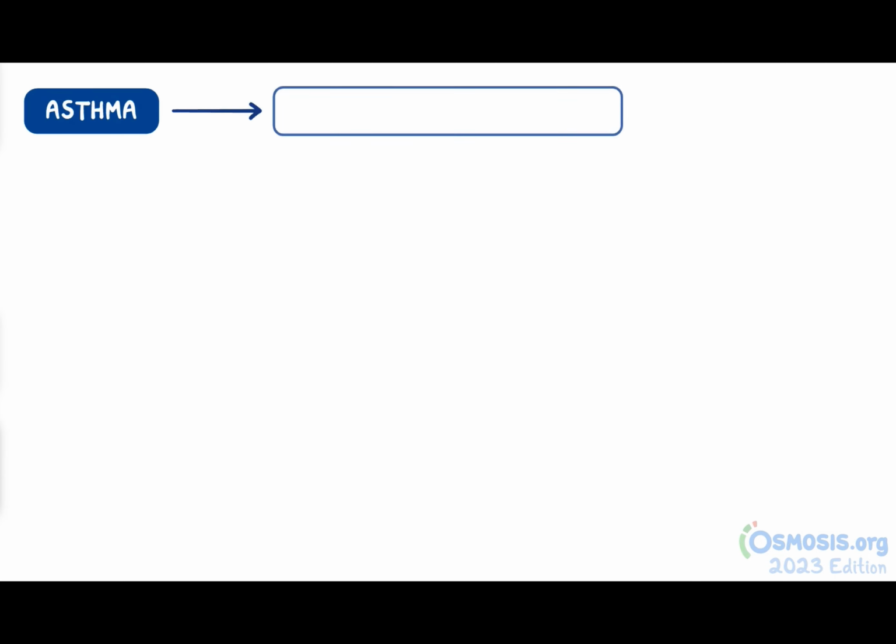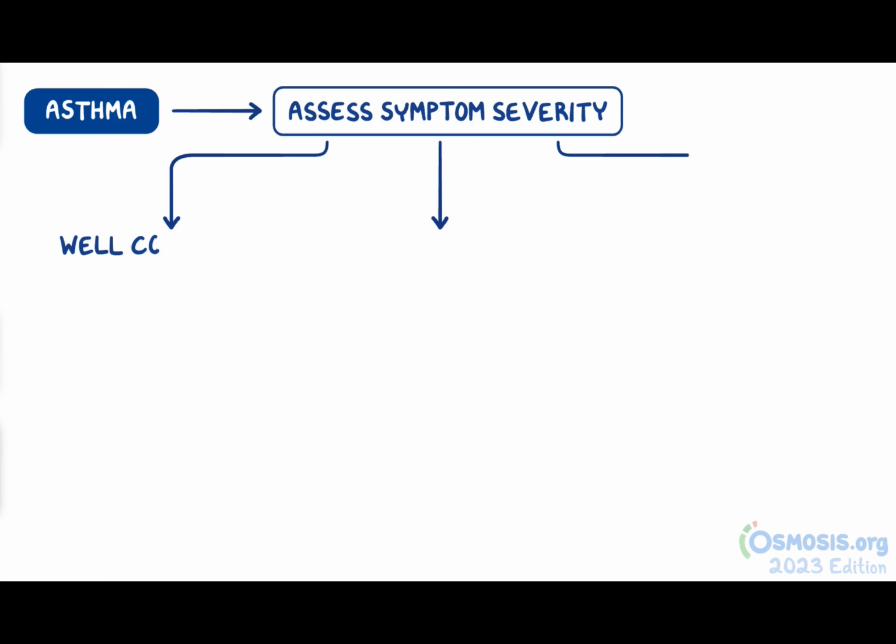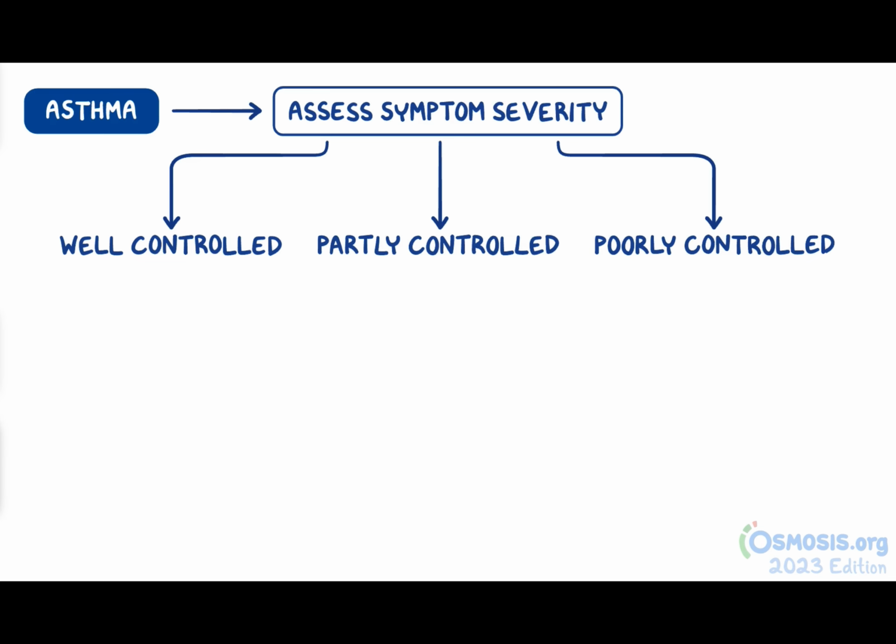Now, once you make the diagnosis of asthma, the next step is to assess symptom severity, which will help define the intensity of treatment. Based on asthma manifestations over the previous month, asthma symptoms can be classified as well-controlled, partly controlled, or poorly controlled. To determine the type, ask the following questions.